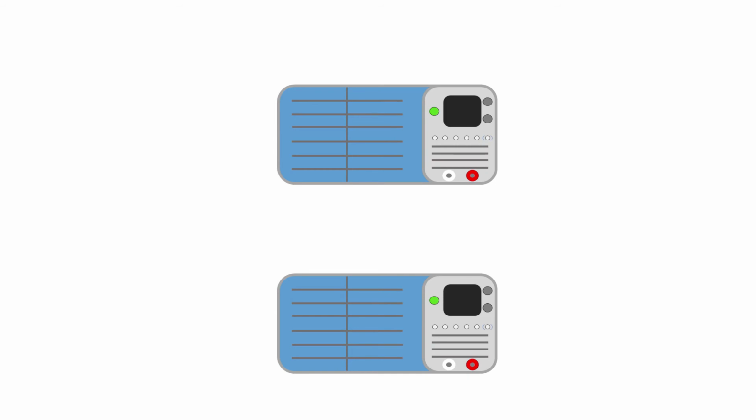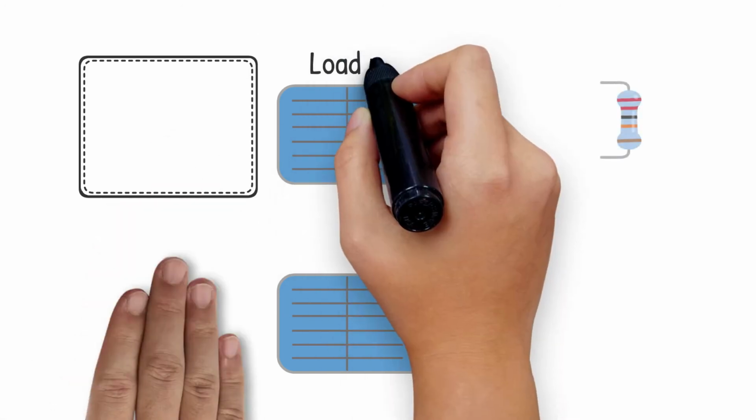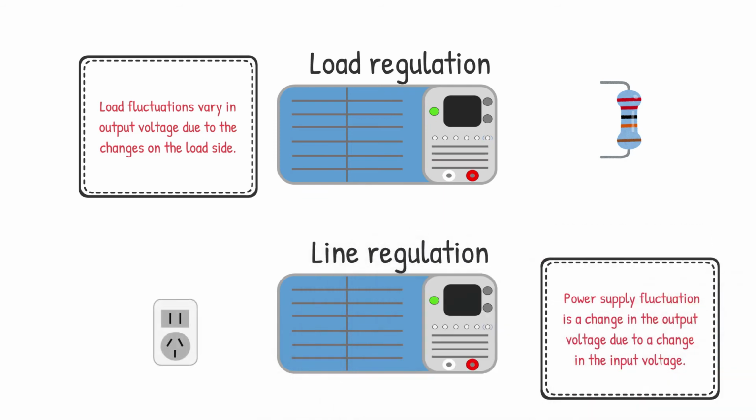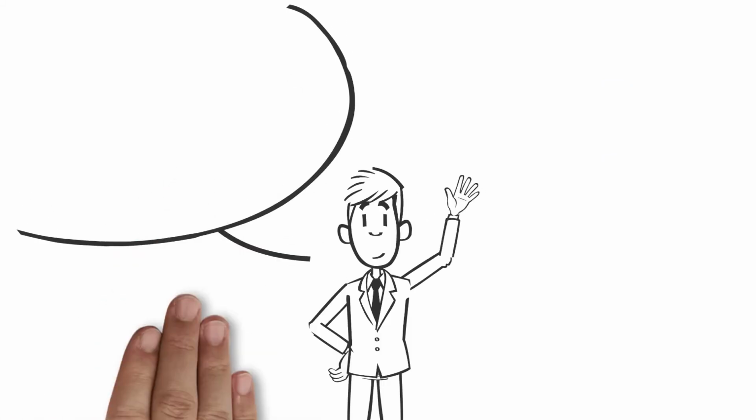Okay, so let's review load regulation and line regulation. Load regulation varies in output voltage due to the changes on the load side. Line regulation is a change in the output voltage due to a change in the input voltage. Hopefully, you have a better understanding of load regulation and line regulation.